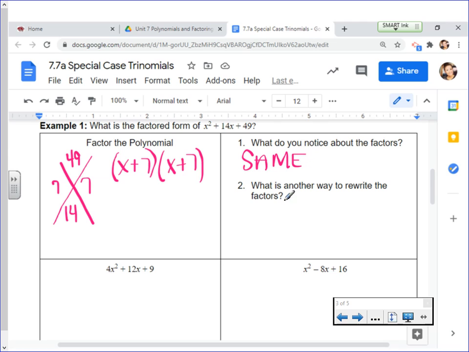What's another way you could rewrite that? You write one of them, and then you square it. It means, hey, I have 2 of the exact same binomial. So if you ever get the exact same factor, most of the time they're going to write it like this. They're going to write the binomial, and then they're just going to square it. That just tells you I have 2 of the same thing.